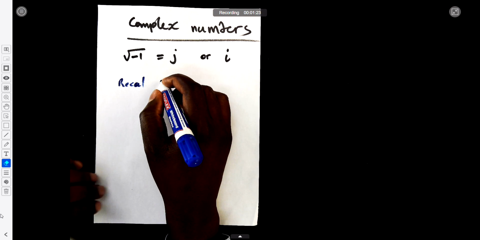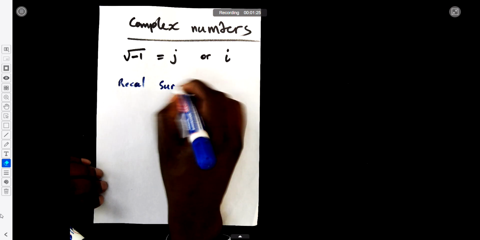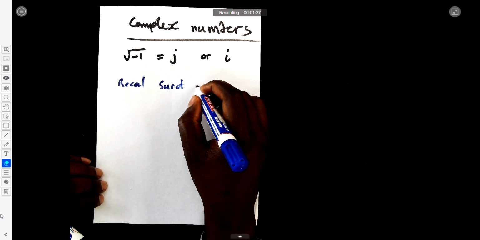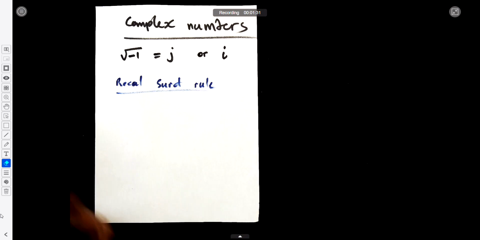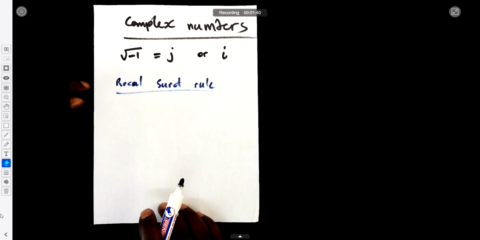the set rules. Please recall the set rules. These are very applicable when we deal with sets. They go hand in hand with exponential laws. So you must even know exponential laws. But let's start with the set rules, right?